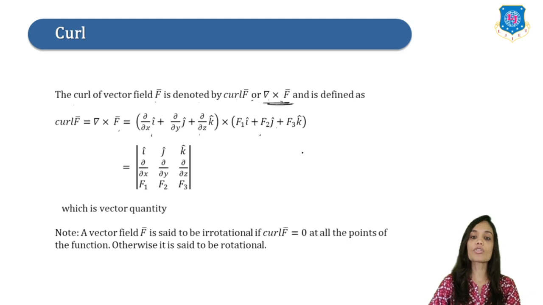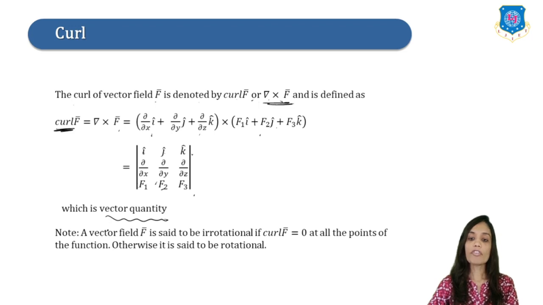Now whenever you want to do a cross product, you have to put i cap, j cap, k cap. Now put these quantities, that is del by del x, del by del y and del by del z. From here put F1, F2, F3. Now solve this determinant and obtain the answer. So the curl of a vector field will be a vector quantity.